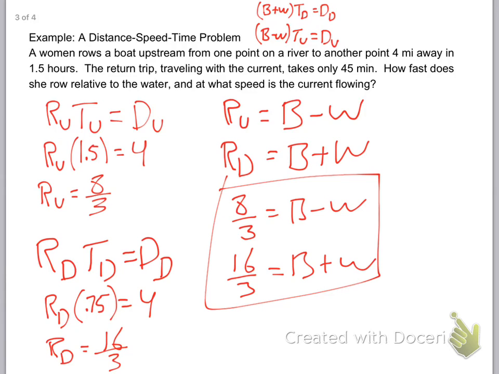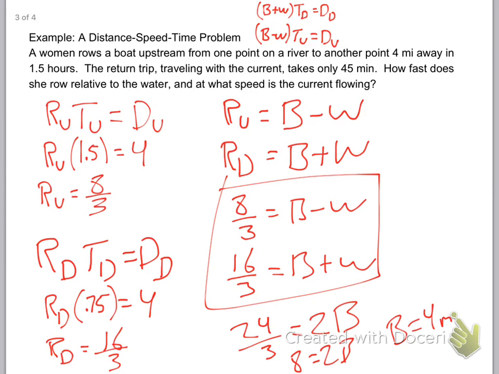Adding the two equations together, would you guys agree that is 24 over 3 equals 2b. Or 8 equals 2b. Or b is equal to 4. 4 miles per hour. That means that the boat goes, on its own merit, 4 miles an hour. And from there, you should be able to solve for W. Yeah, it's taking a lot of steps to get there.